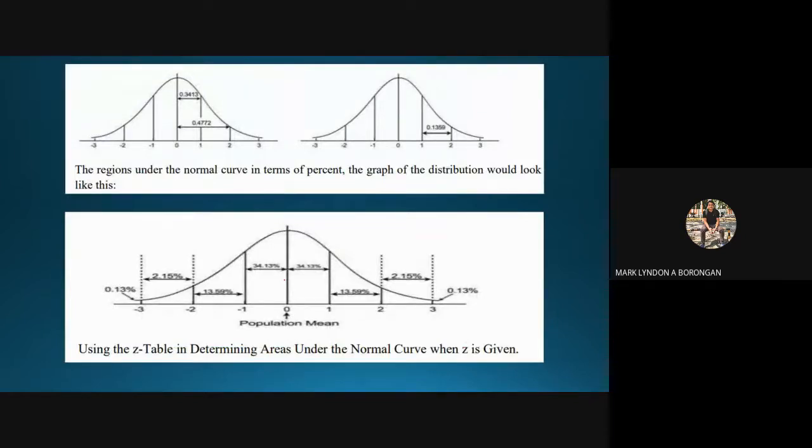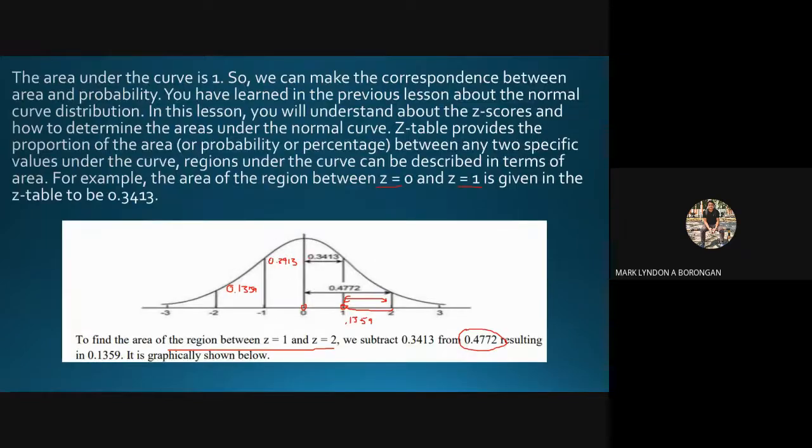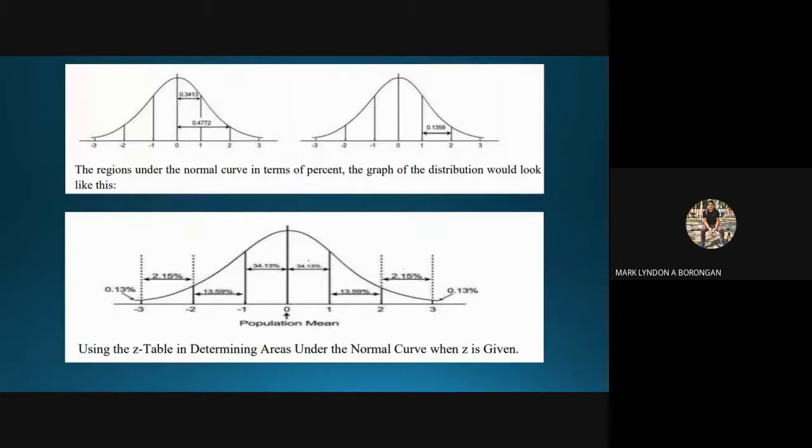So the regions under the normal curve in terms of percent, the graph of the distribution would look like this. As you can see earlier, this is 0.3413, so it is a percentage. To put it in percentage form, you simply multiply it by 100, meaning you move the decimal point two places. So 0.3413 becomes 34.13%.